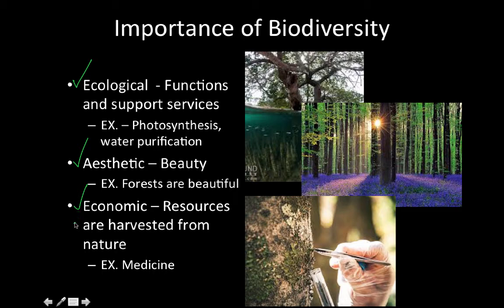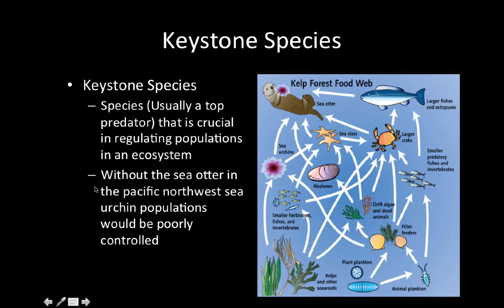Last one, economic. Resources are harvested from nature. We talk about medicines, lumber, all these things that we can take from nature that provide some economic benefit. So we could sell them and utilize them in some way. That would be our economic value. So these are ways biodiversity has value.